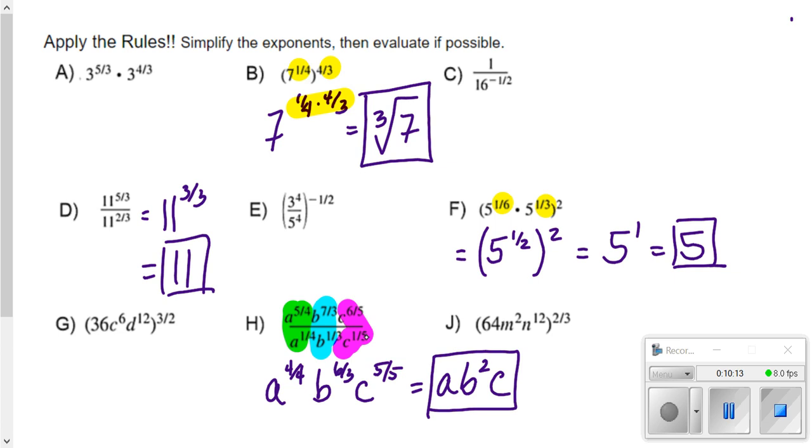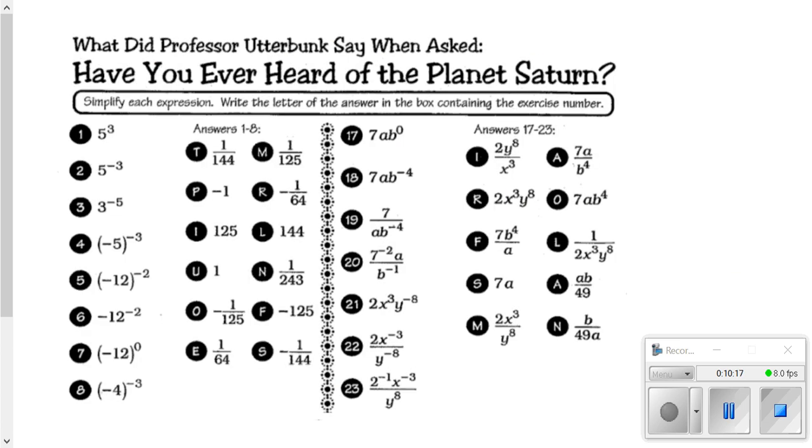and then all of that comes out pretty great, okay? Now, as a fun little bonus at the end of these notes, there is a puzzle, which is great, and I love jokes. So, have you ever heard of the planet Saturn? What did the professor say when asked, have you ever heard of the planet Saturn? I do not know what he said. I'm very curious about that.